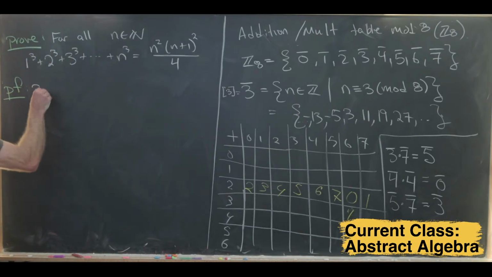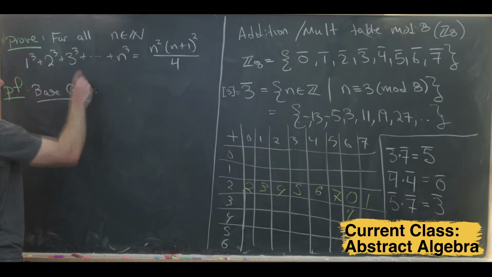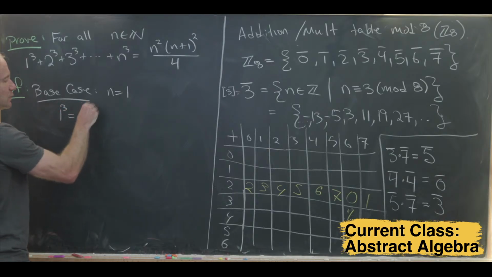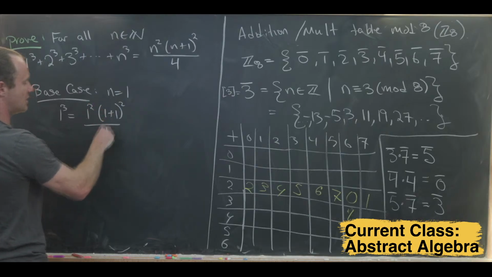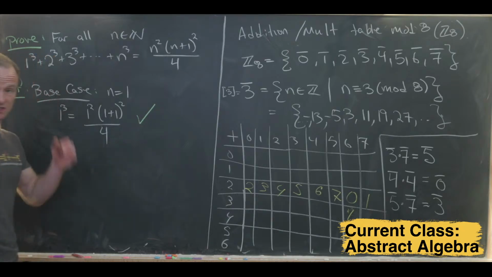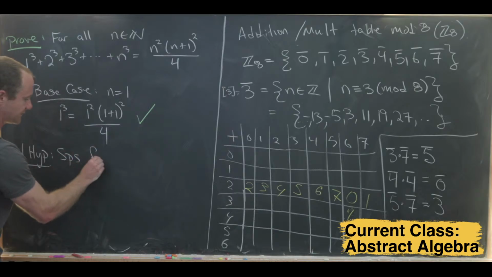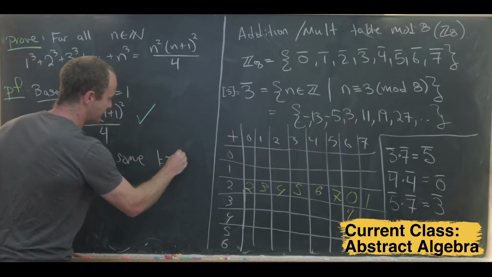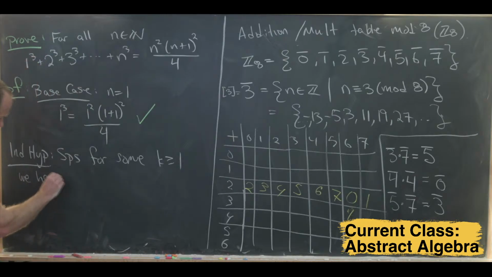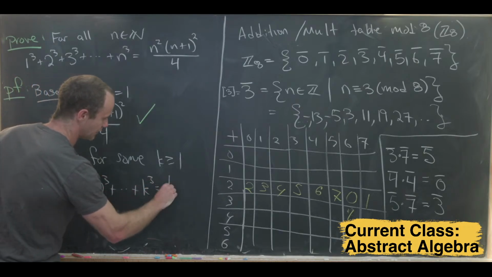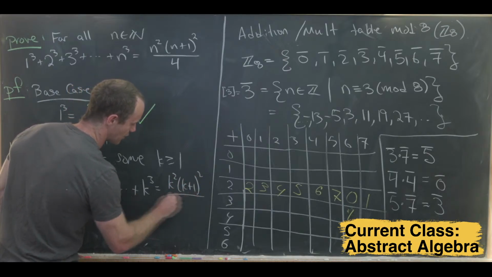In an inductive proof, you want to start with the base case. That would be the case for the first natural number, which is n equals 1. Everything is okay here because 1 cubed is, in fact, the same thing as 1 squared times 1 plus 1 squared over 4. So the base case checks out. And now we make an induction hypothesis. We'll suppose for some k bigger than or equal to 1, this statement holds: 1 cubed plus 2 cubed all the way up to k cubed equals k squared times k plus 1 squared over 4.